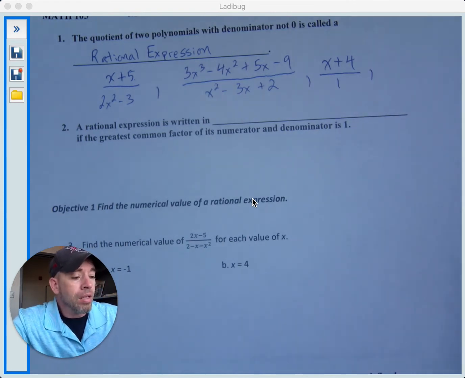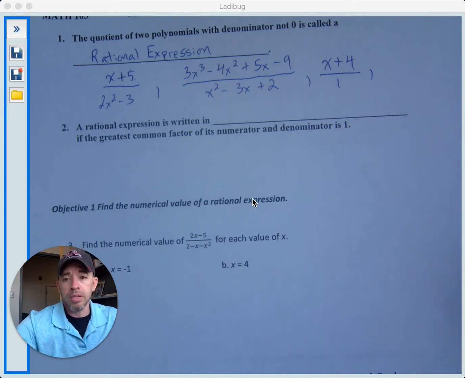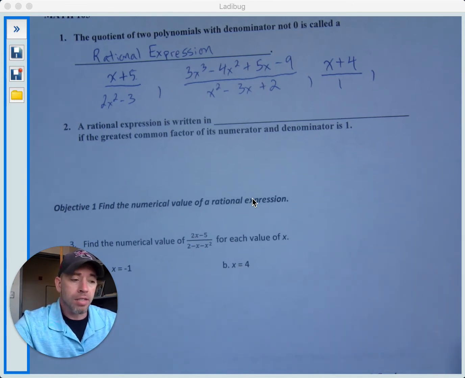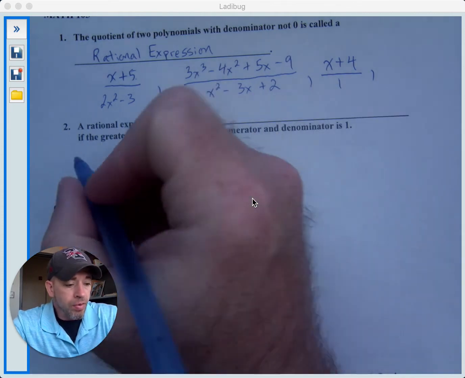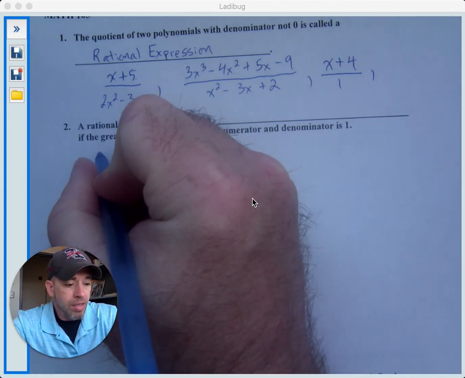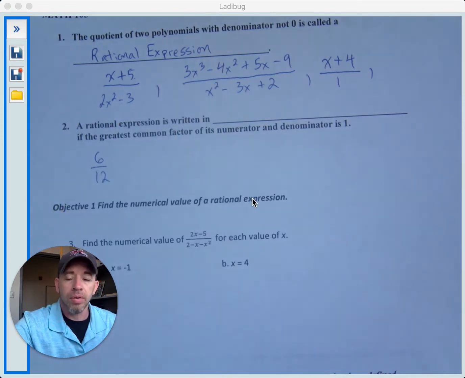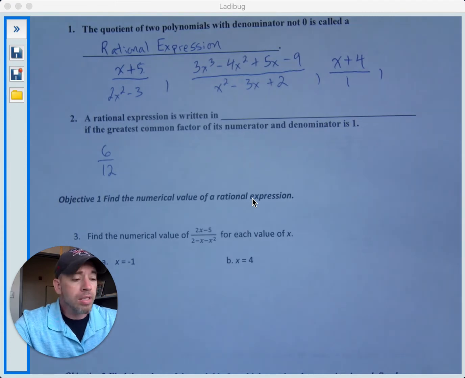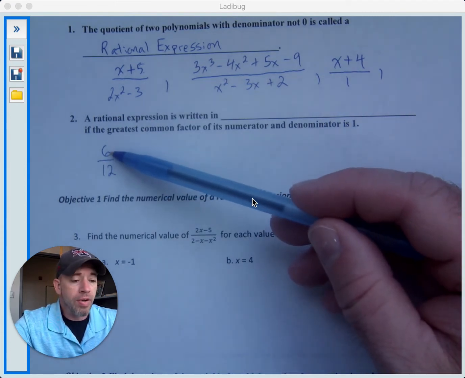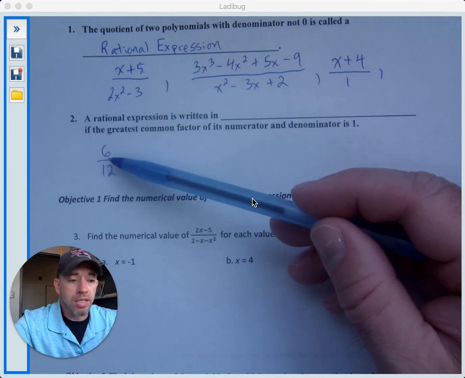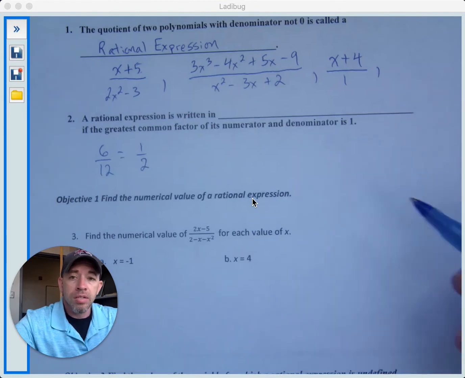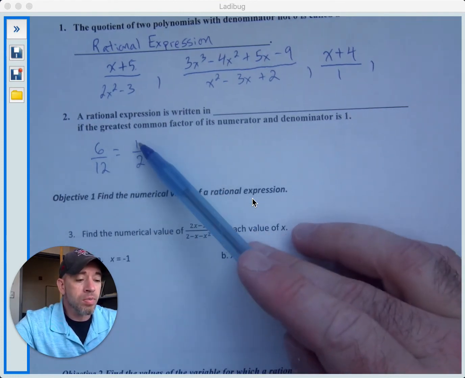So rational expressions, a lot of times we want to what we call reduce them or write them in lowest terms. So just like with a fraction, I'll give you an example here. If we have a fraction like 6/12, so 6/12 is a fraction, right? If we want to write it in lowest terms, we take out the greatest common factor of both of them, right? In this case it's 6. We divide both top and bottom by 6, and we get 1/2. So 6/12 written in lowest terms is 1/2.